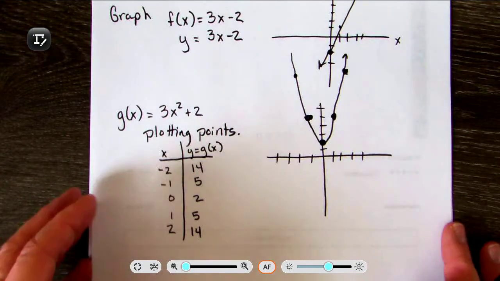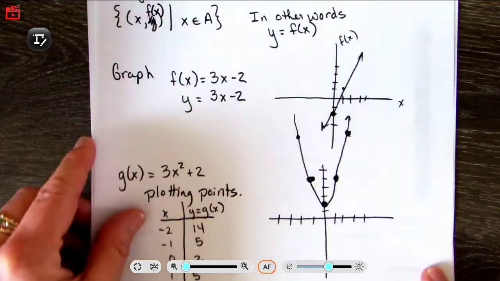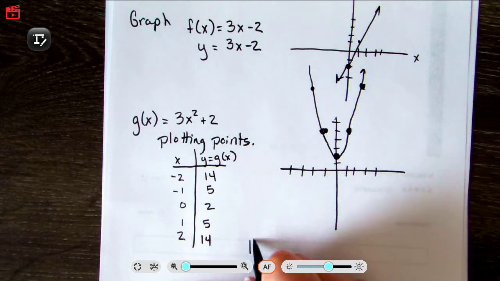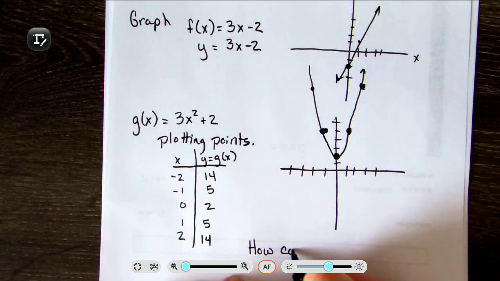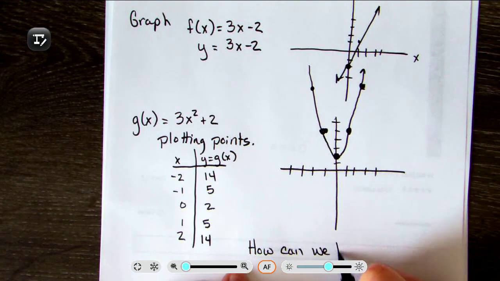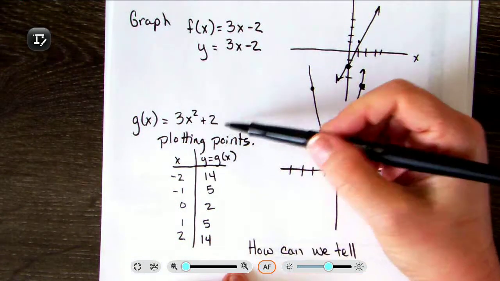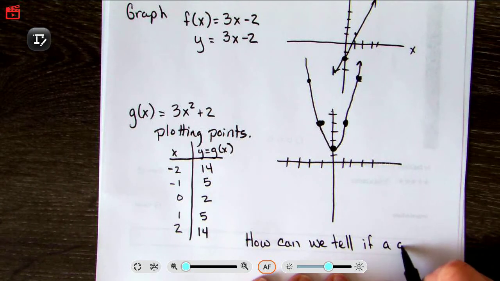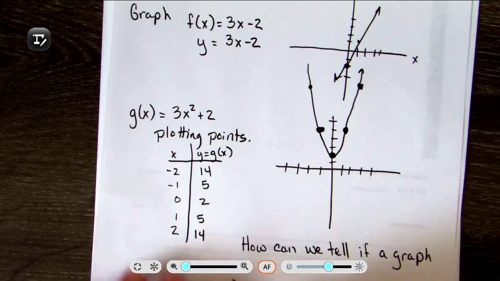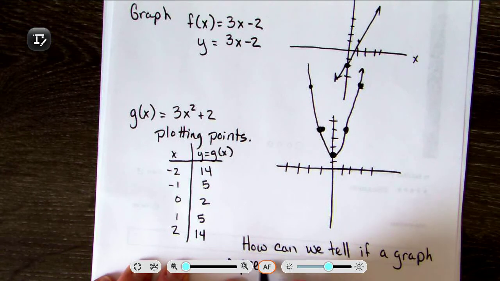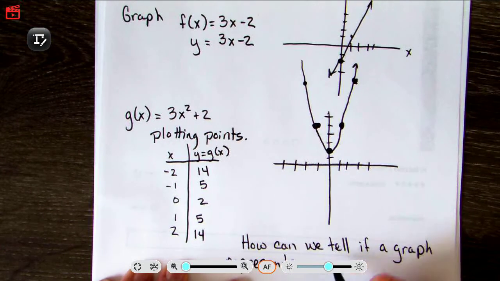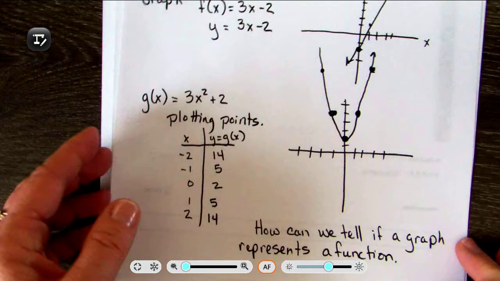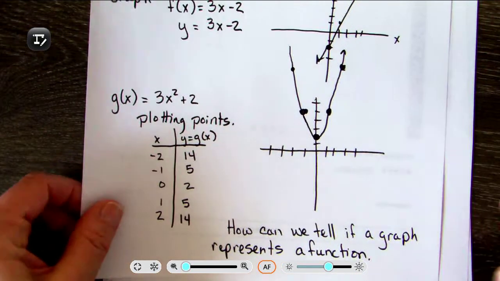Okay. I want to ask a question, and I'll write it down here. How can we tell? Let's say I don't have the equation, but I'm looking at a picture. How can I tell if a graph represents a function? So let's look at a couple of graphs and determine, do we have a function or not?